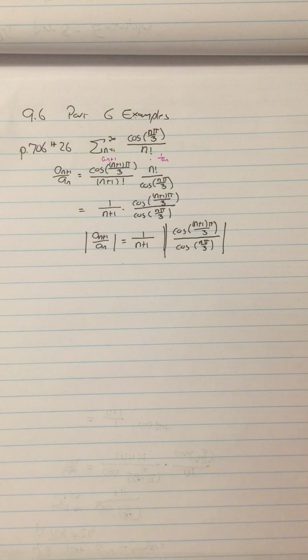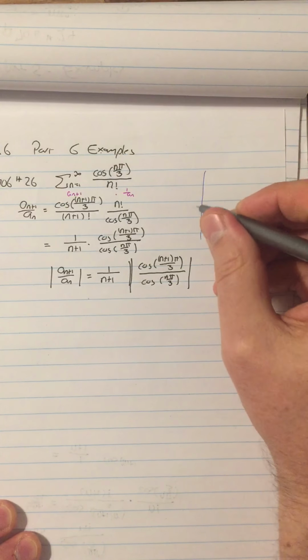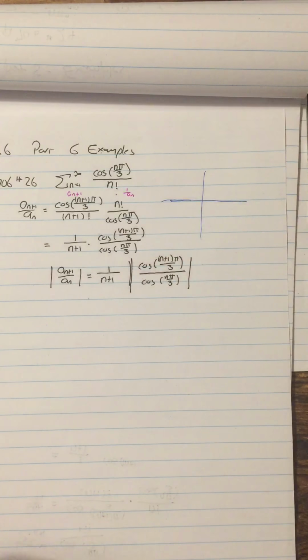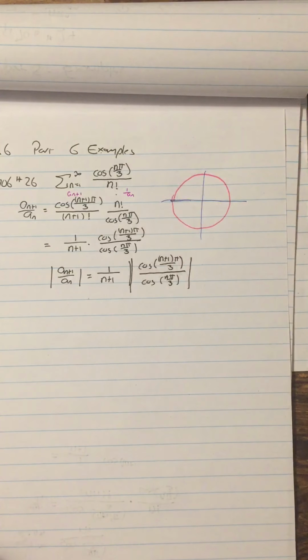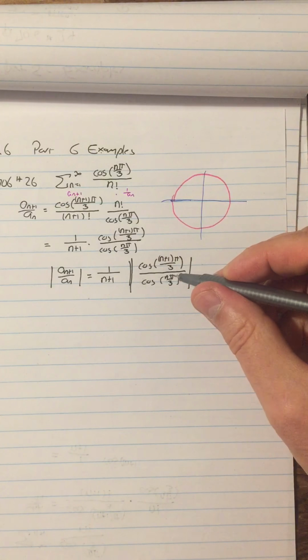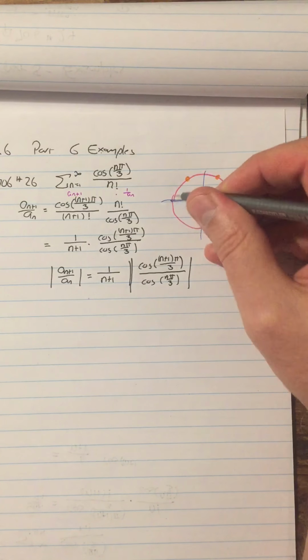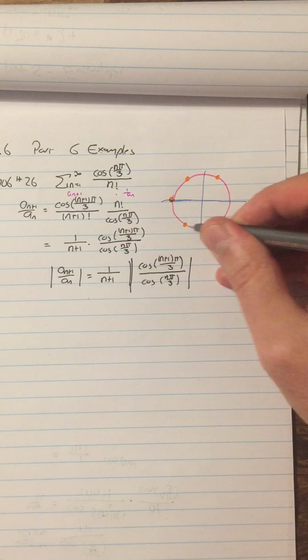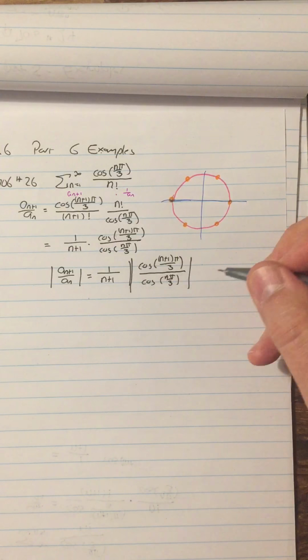But if I just think about the unit circle, let's put the little unit circle down here. Now we're going to think about what it means that I'm looking at n pi over 3. Let's look at the bottom term first, and then the top term will come out. If I look at cosine of n pi over 3, first I'm looking at 1 pi over 3, then 2 pi over 3, then 3 pi over 3, then 4 pi over 3, then 5 pi over 3, and 6 pi over 3, and it's going to keep going around. So that's what cosine of n pi over 3 is going to be.